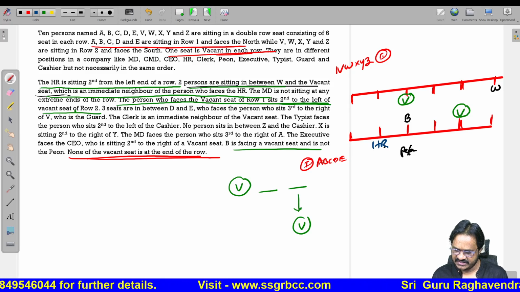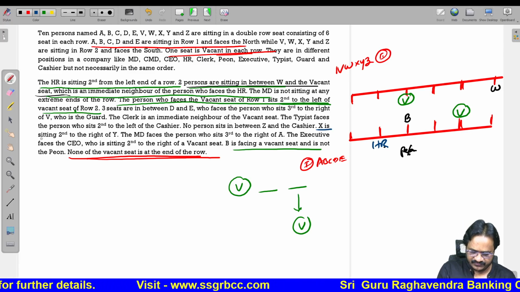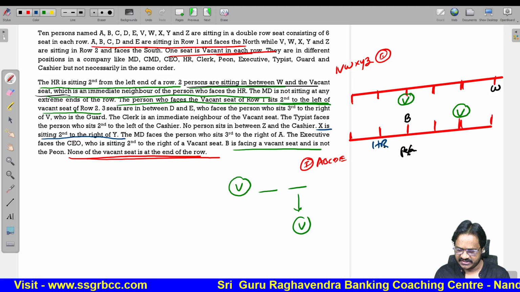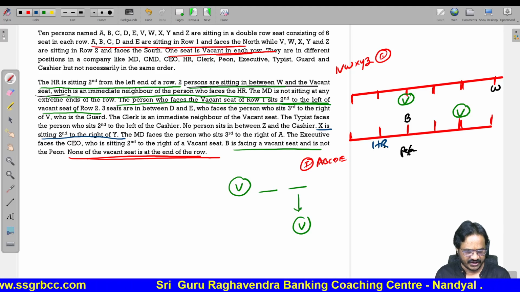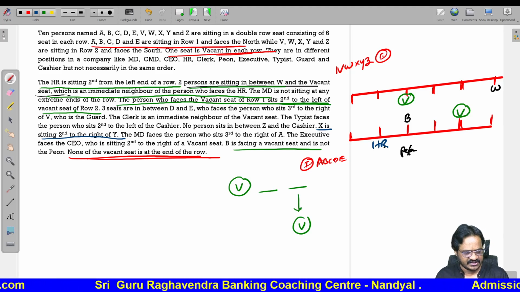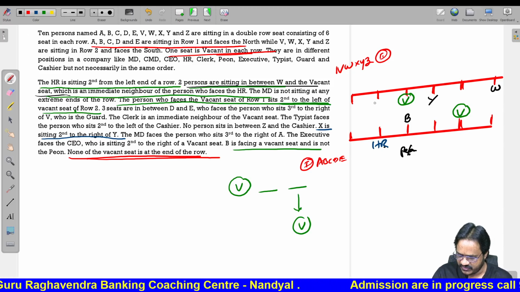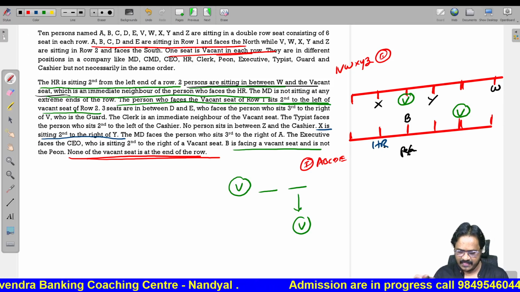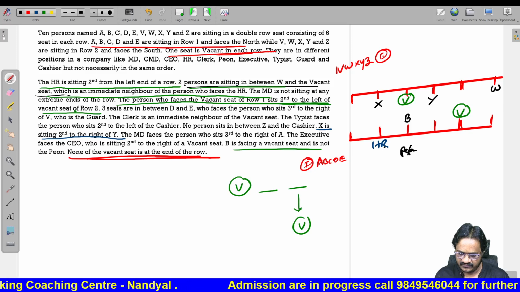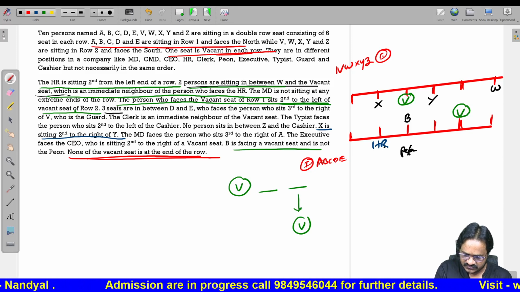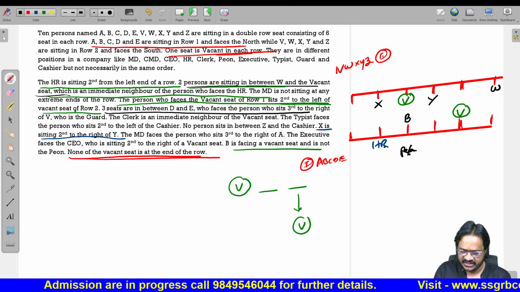X is sitting second to the right of Y. Since this is south facing, X is sitting second to the left of Y. So definitely this is Y, this one is X. X is sitting second to the left of Y. That is there.